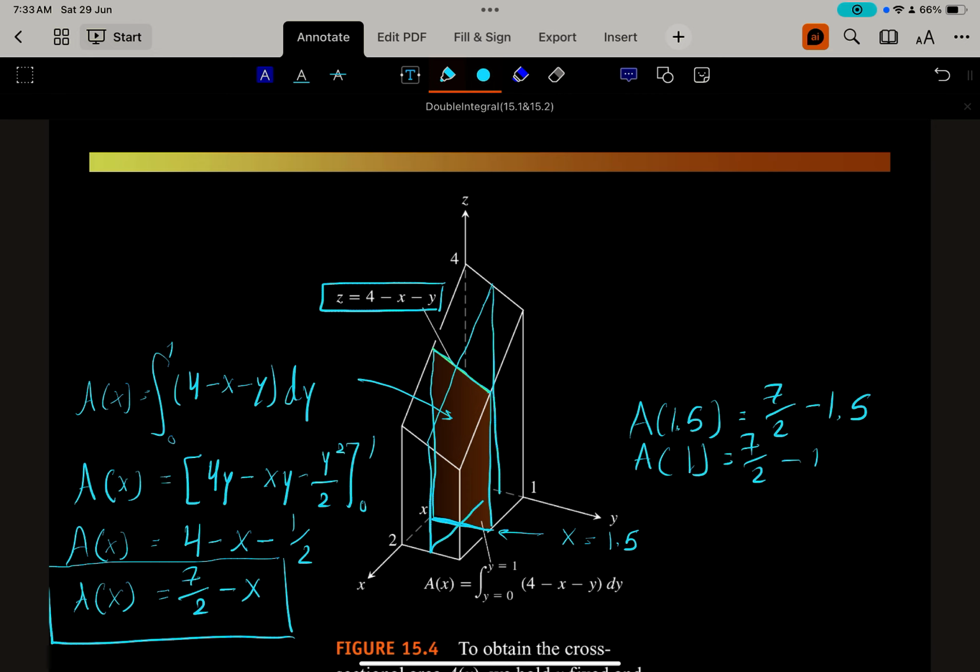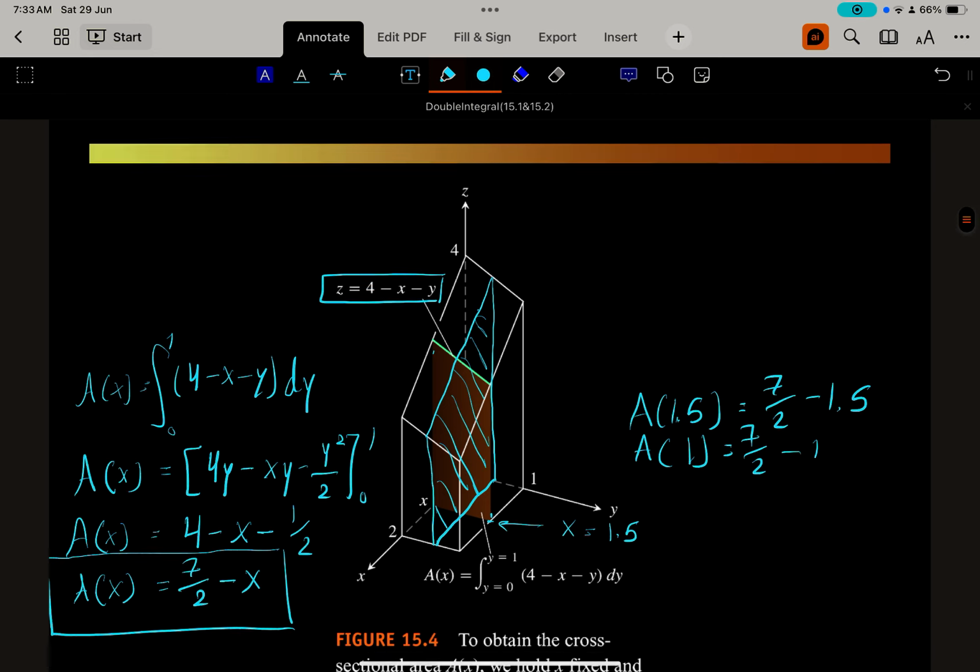So what should we do? I would like to draw it better. Okay, so someone would want the cross-sectional area of this region. I want it in the other direction. How would I do that?